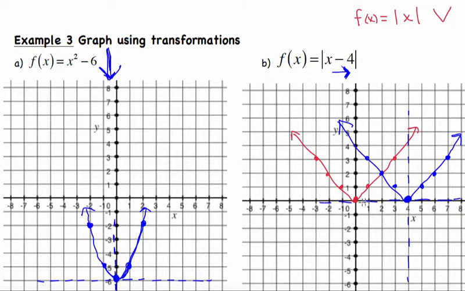And by memorizing that parent graph, and by knowing the basic shape, instead of having to do an XY table and taking a long time to get my ordered pairs, I can very, very quickly graph this related function.